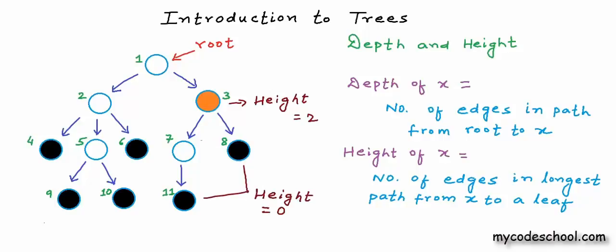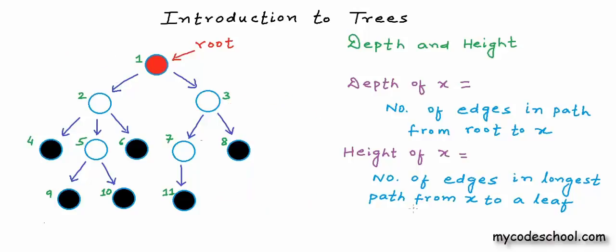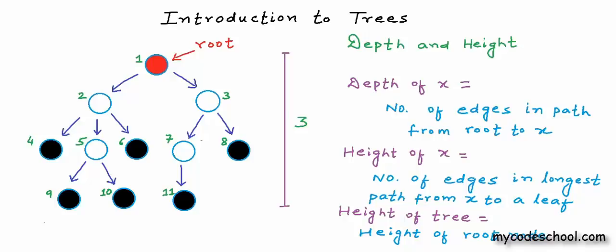So what will be the height of the root node in this tree? We can reach all the leaves from the root node. The number of edges in the longest path is 3. So the height of the root node here is 3. We also define height of a tree. Height of a tree is defined as the height of its root node. Height of this tree that I'm showing here is 3.